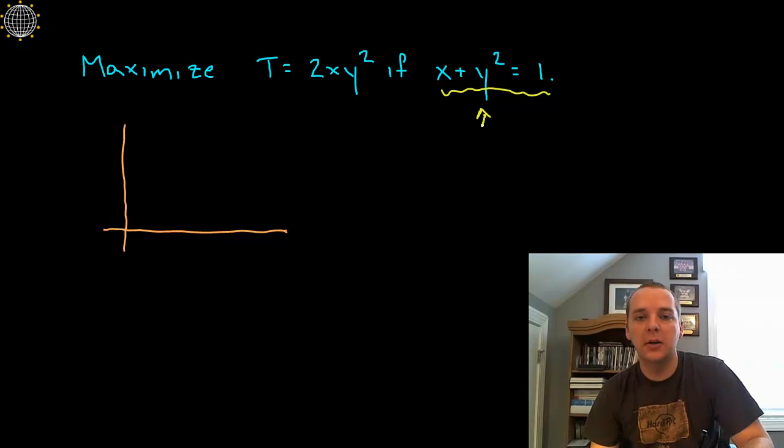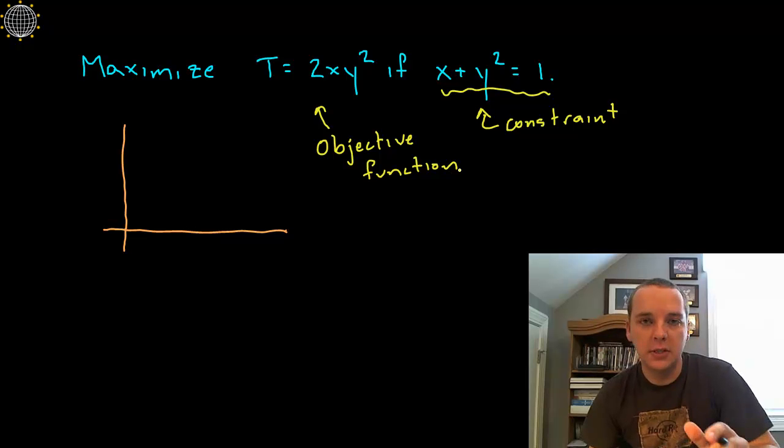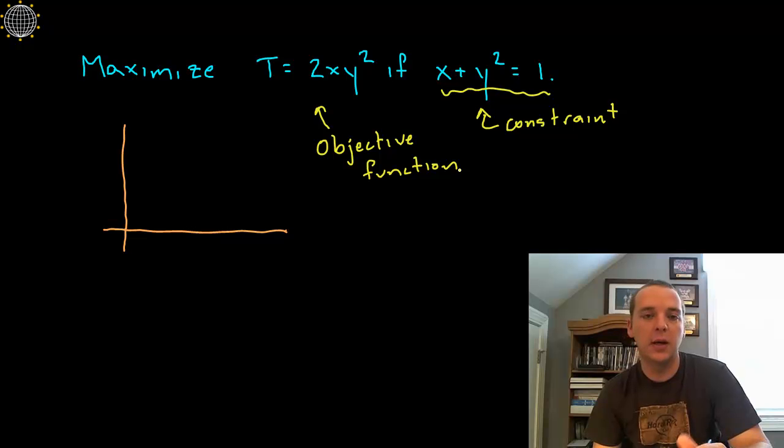So this right here is called the constraint. That's what has to be met. And this here that we're trying to maximize or minimize is called the objective function. Normally all these optimization problems have an objective function, and they have a constraint that has to be met. Now there's another problem as well.